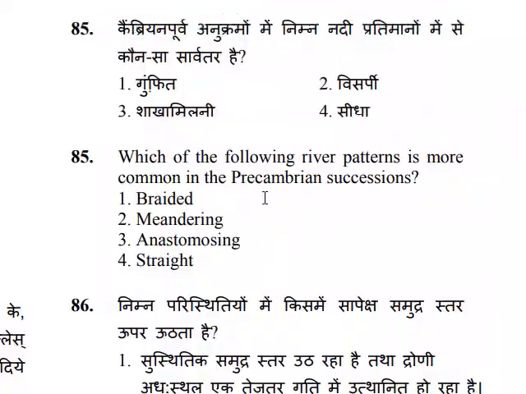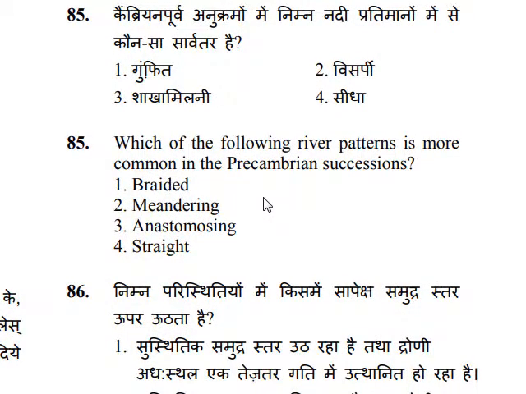So next question: which of the following river patterns is more common in the Precambrian succession? It is mainly the braided pattern. Meandering, anastomosing, and straight patterns are not; in Precambrian time, mainly the braided pattern is the answer.